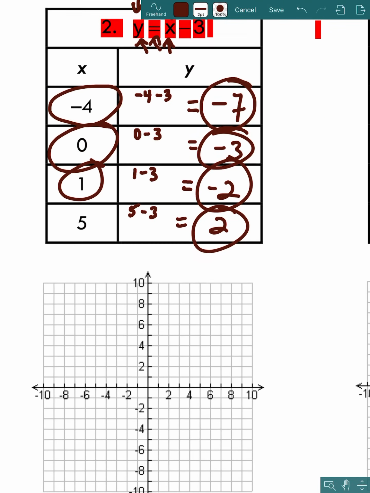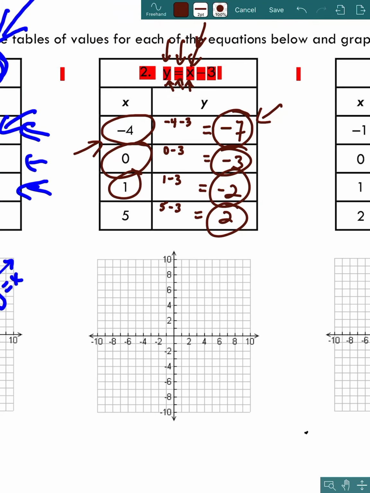So let's plot these points. When x is -4, y is -7. So I'm going to go back 4, and I'm going to go down 7: 1, 2, 3, 4, 5, 6, 7, right there. When x is 0, y is negative 3. When x is 1, y is negative 2. When x is 5, y is positive 2.